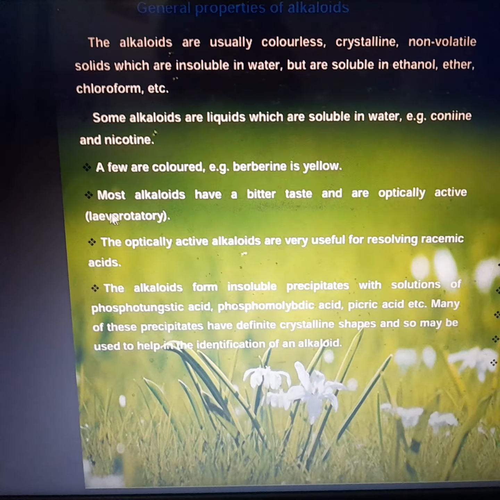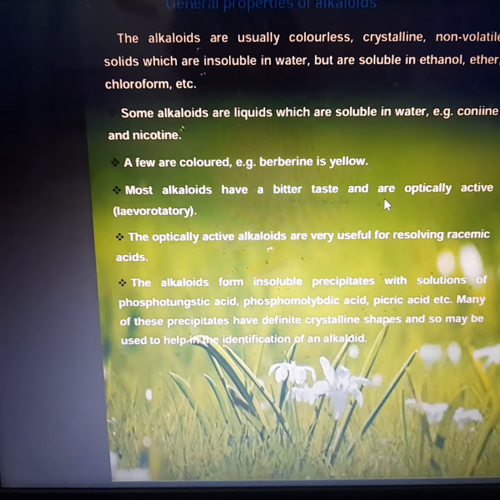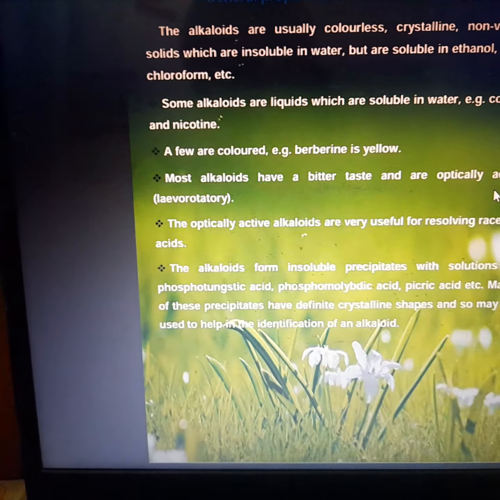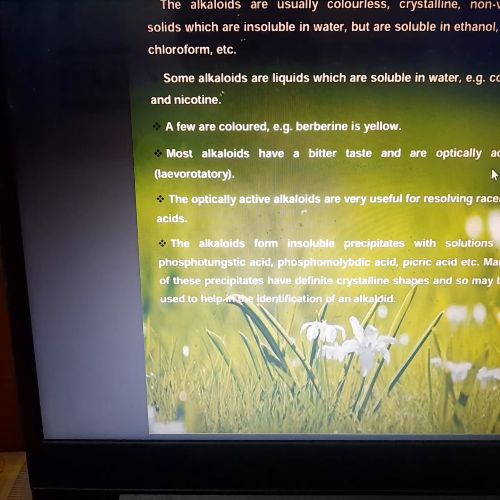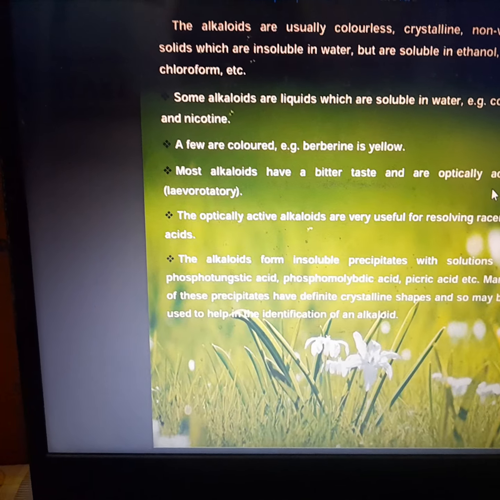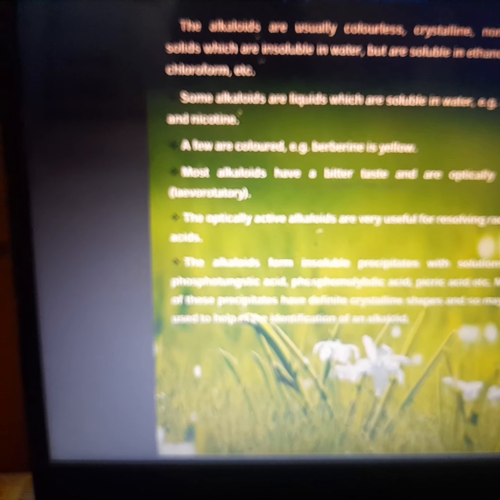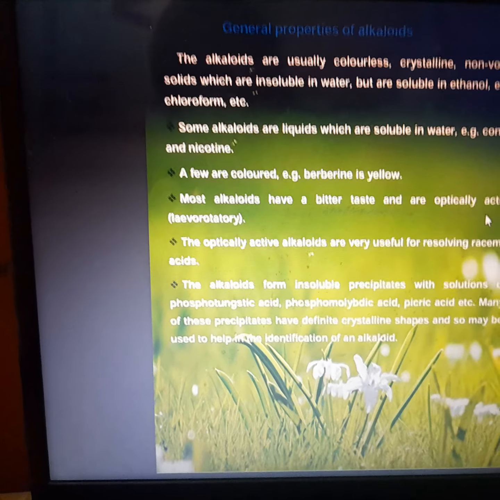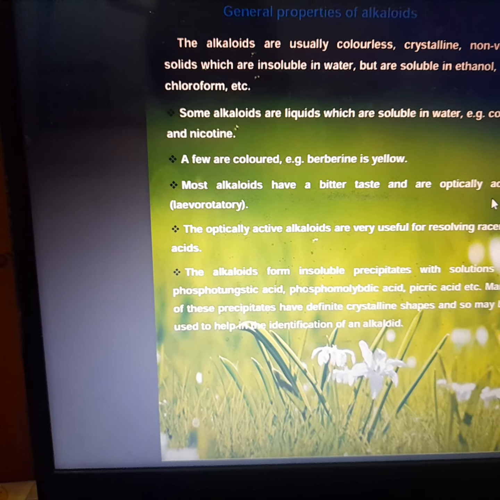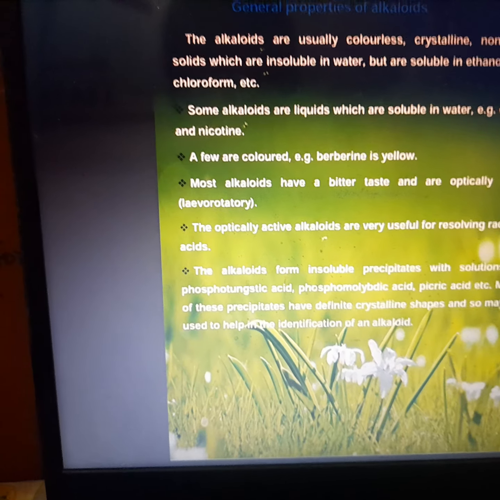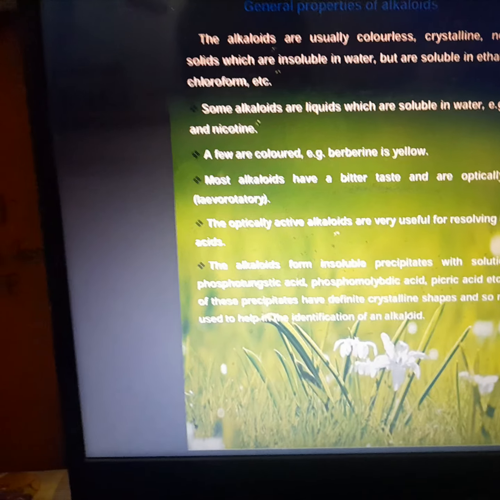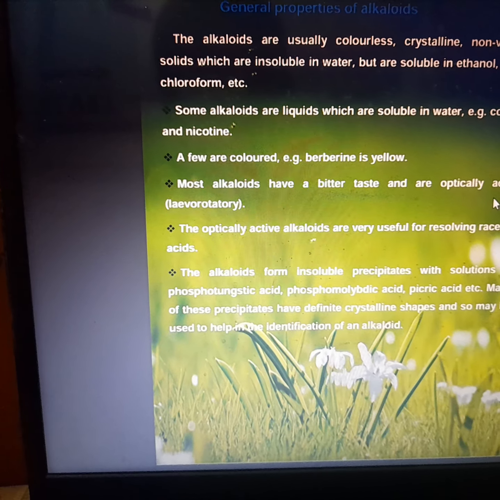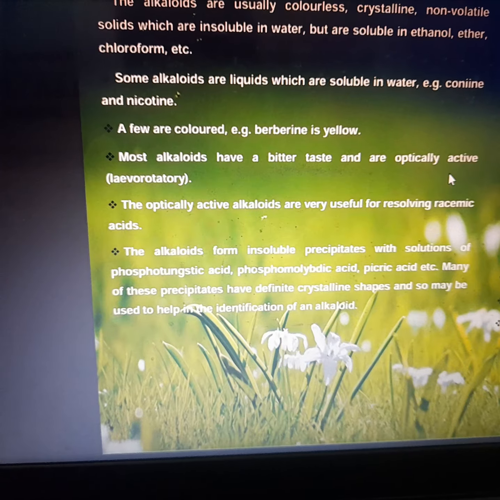Berberine is yellow. Most alkaloids have a bitter taste and are optically active. These are optically active compounds. They have no plane of symmetry and no center of symmetry, and you can also consider it an optically active compound having, sorry, I chose a wrong word, it has at least one chiral carbon. So the optically active alkaloids are very useful for resolving racemic acids.